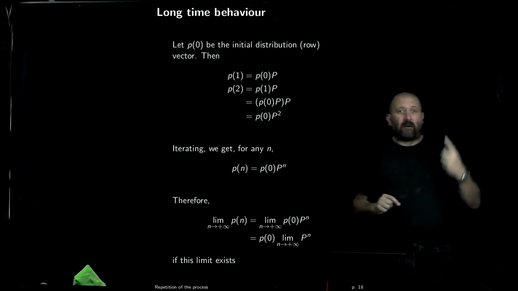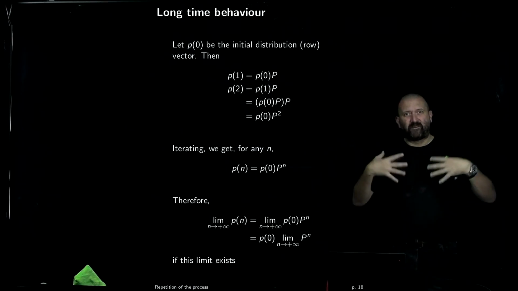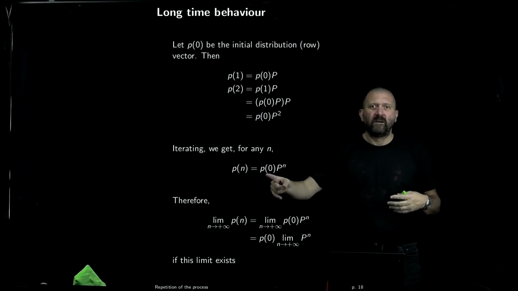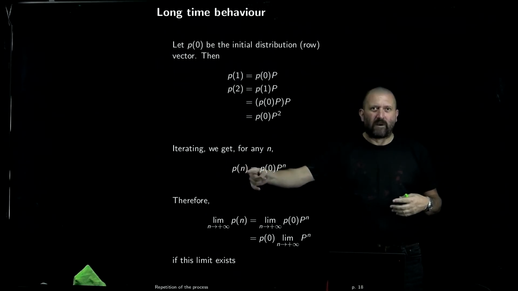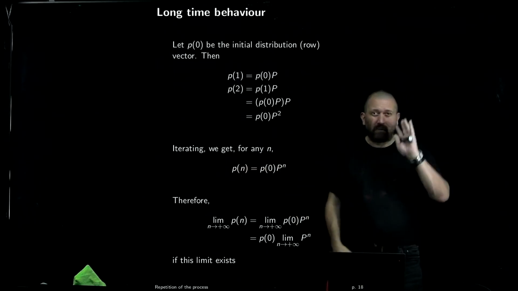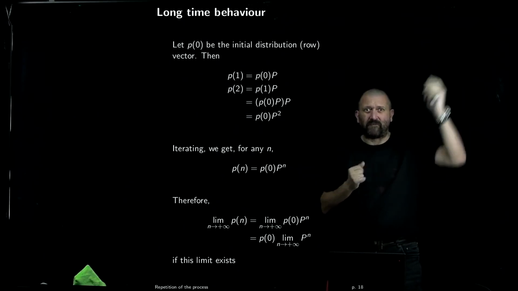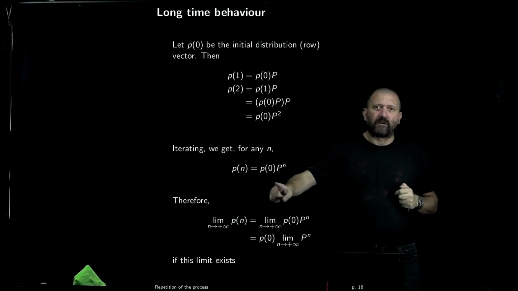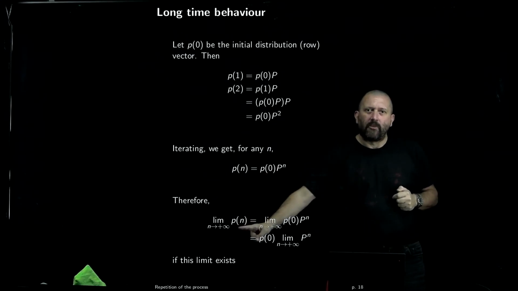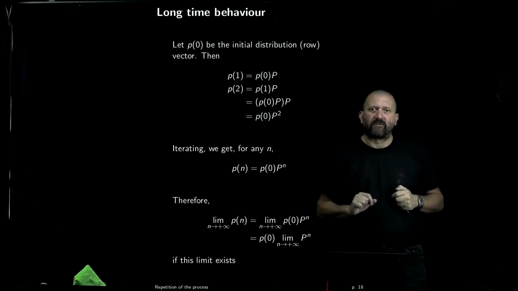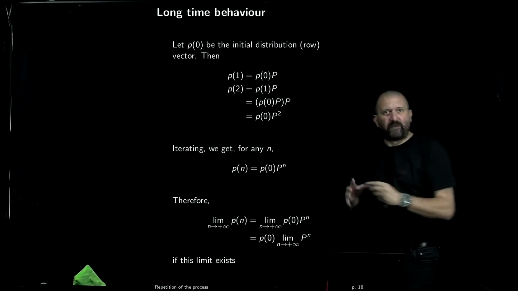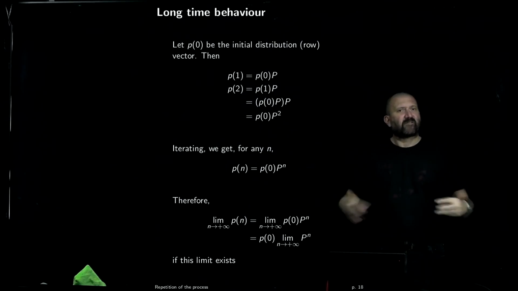Now, if I want to know what happens to the chain in the long term, all I have to do is take the limit of Pn when n goes to infinity. I want to know what happens if I let the system evolve. If I take this limit, it's the same limit as here. So the limit of Pn when n goes to infinity is the limit of this here. But P of 0 is given. It's not a function of n.